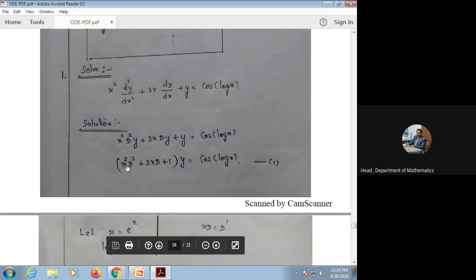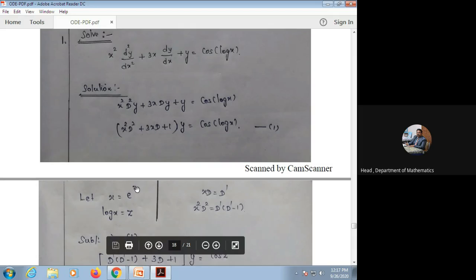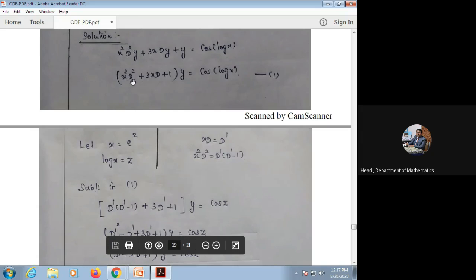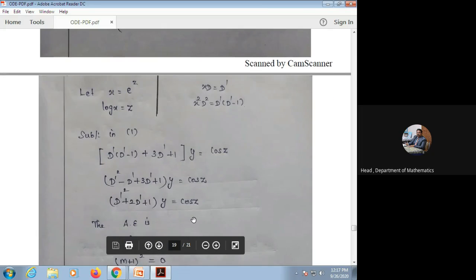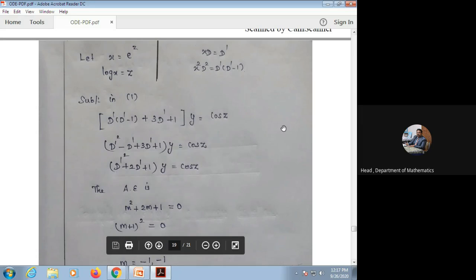Here the derivative part has a coefficient of variable term, so we can't solve this equation directly. So now we put x equal to e power z and log x equal to z. Then we get xD equal to D dash, and x squared D squared means D dash into (D dash minus 1) in equation number 1. Therefore x squared D squared is D dash minus 1, substitute here, plus 3 into xD, where the xD value is D dash, plus 1 into y equal to cos of log x, that is z. Therefore the equation given in terms of x is changed into terms of z. We have to find the complementary function in terms of z and also the particular solution in terms of z, then convert into x form.